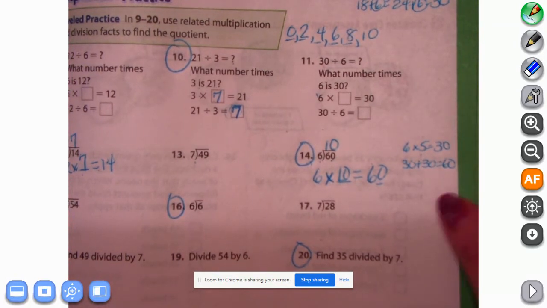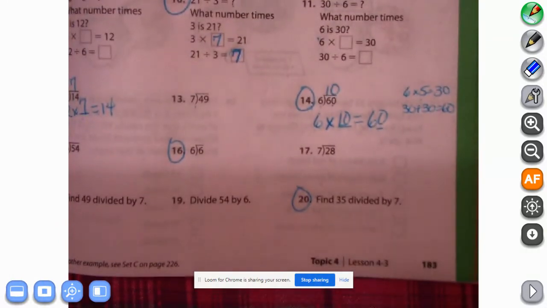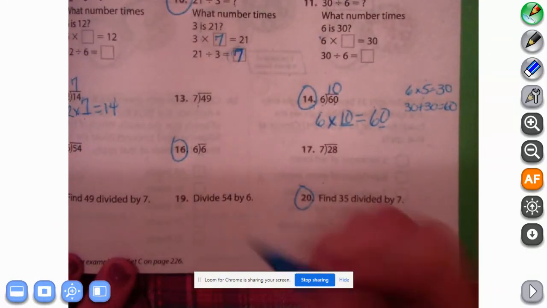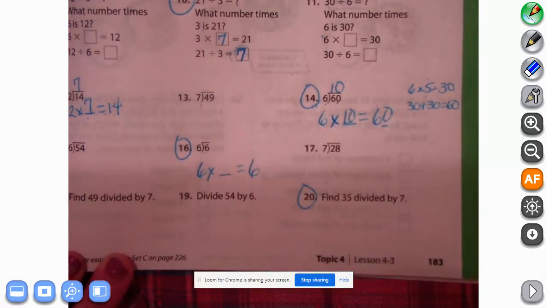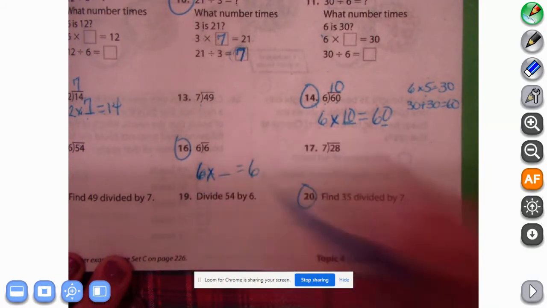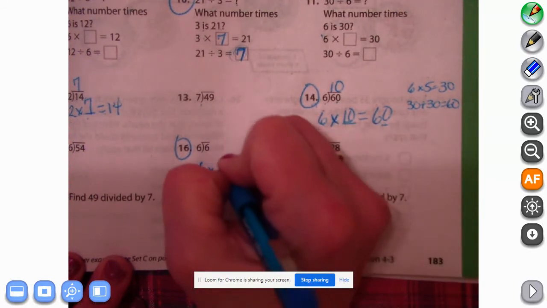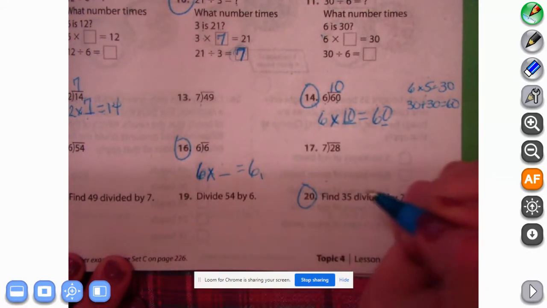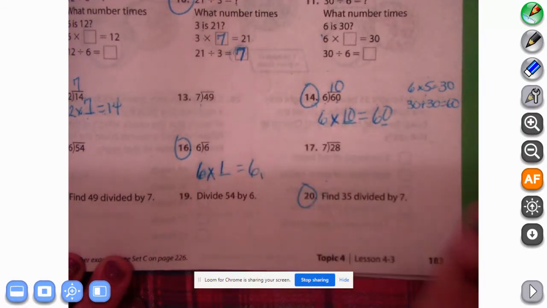Go ahead and pause if you need to. We're going to go to number 6. 6 divided by 6. 6 times what equals 6? Now that should be a fairly easy one because we've already learned the identity property. It says that 1 times any number will be that number. So we know that 6 times what will still be 6. It can't be 0, is it? Because 6 times 0 is always 0. So 6 times 1. 6 times 1 will be 6.